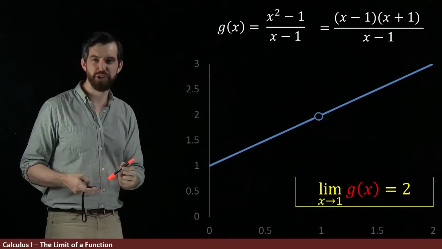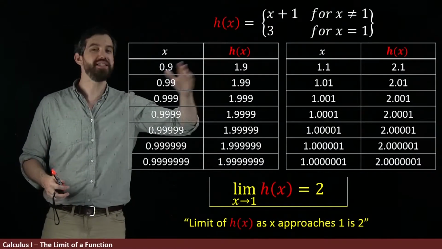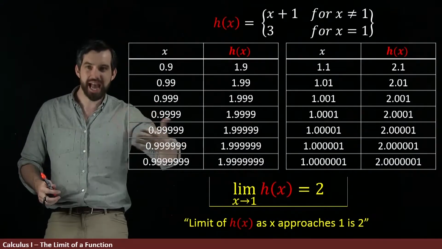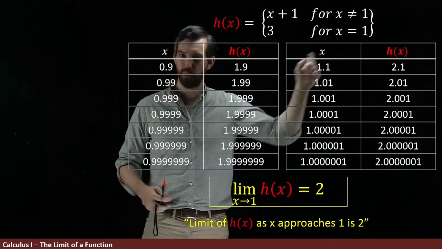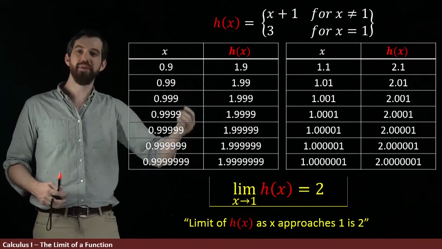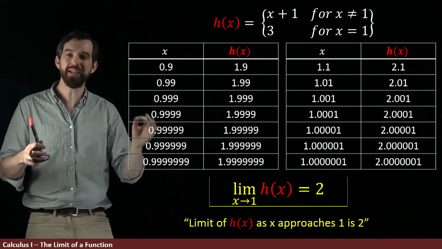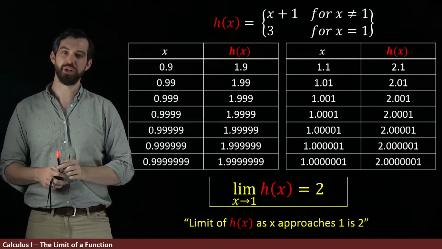Okay, we've got one more function to compare. That was our function h of x here. Again, h of x is exactly the same as f and exactly the same as g everywhere, except for the one point where x is equal to 1. But these tables don't have x equal to 1, so they look the same, they look like they're getting close to 2, and we say the limit of h of x as x approaches 1 is 2.